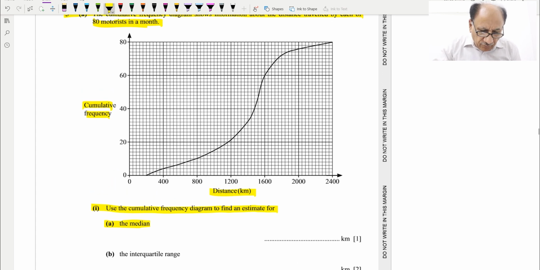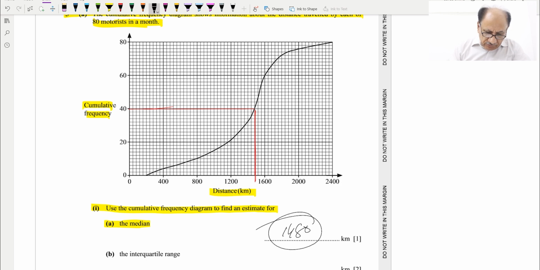Half of 80 will be 40, so we will be taking the middle value of 80 as reference. We take the reference from here, and from this side we can check the reference, and this will be 1480. So we can write here 1480 will be the reference, and this is a 1 mark question.